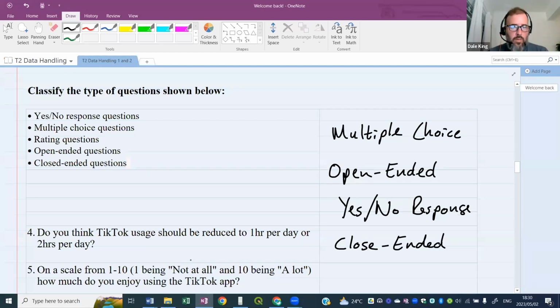All right, and then at the bottom there, on a scale from 1 to 10, 1 being not at all and 10 being a lot, how much do you enjoy using the TikTok app? Rating questions. Very good. Okay.